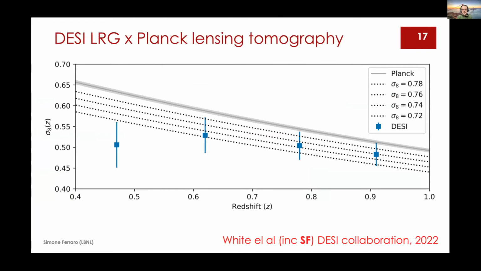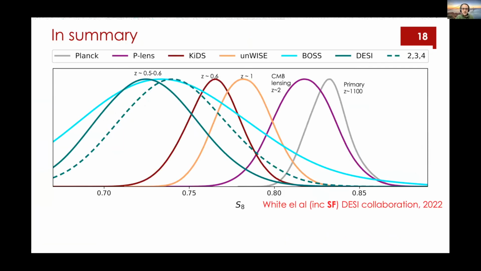So we did it in these 4 bins, and here is what you get for sigma 8, measured at that one redshift. Okay, so here is a plot that we had in that paper, which, by the way, had some of the first cosmological results from DESI. So I'm very excited to be part of it.